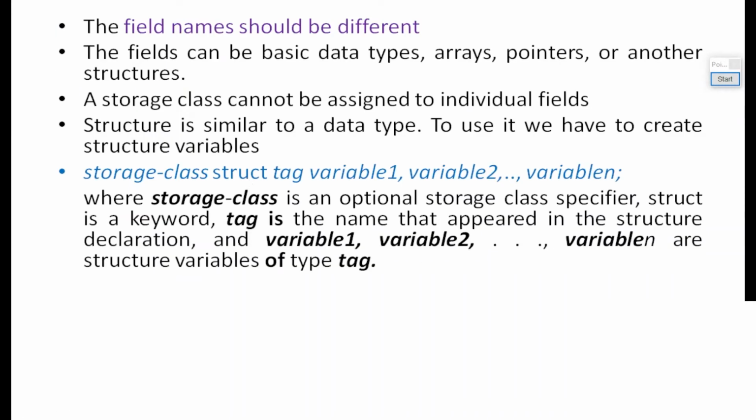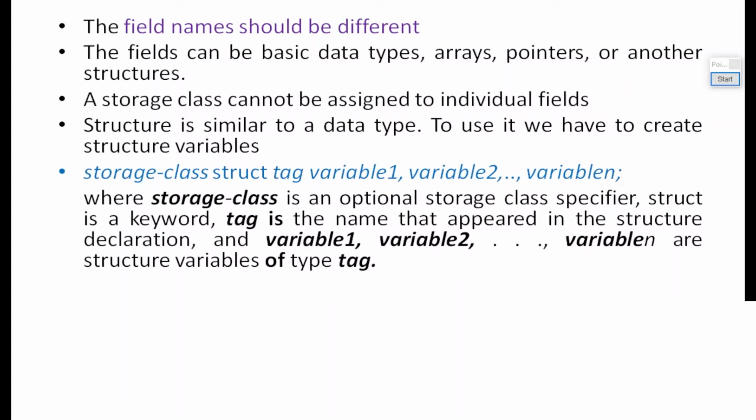The field name should be different. You should not use two fields with the same name. Say integer roll number, again integer roll number, there is no meaning. The field names should be different. The fields can be basic data types, arrays, pointers, or another structure.